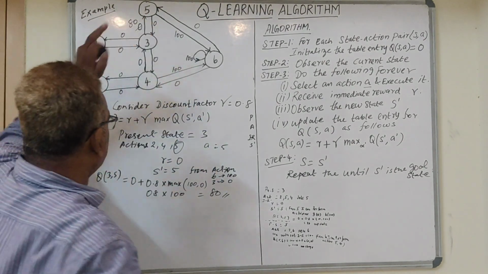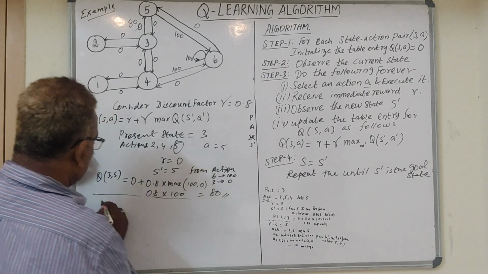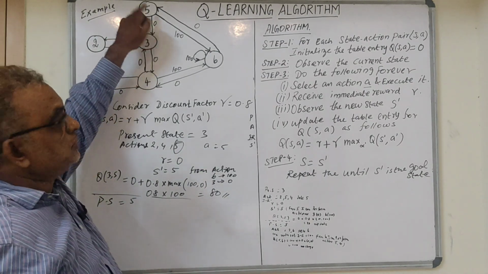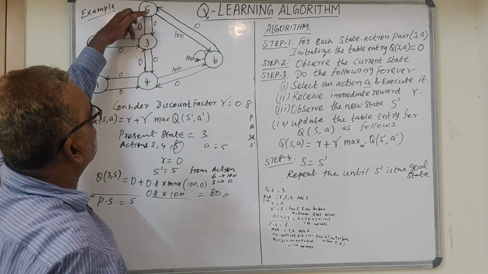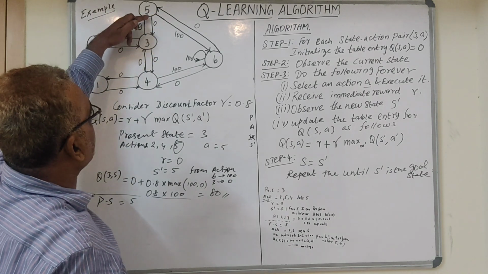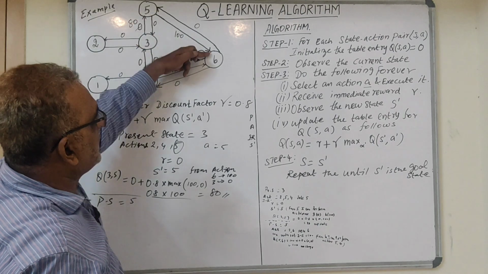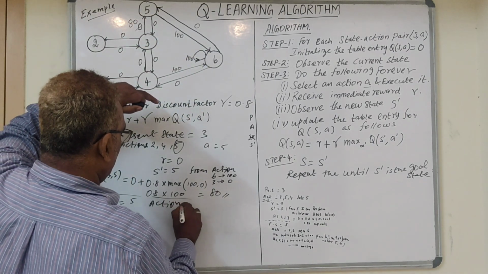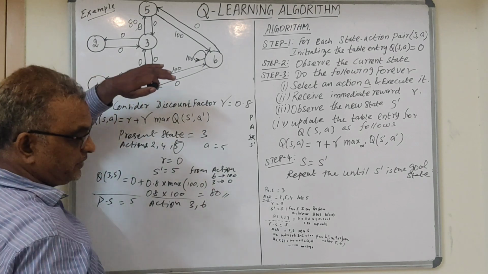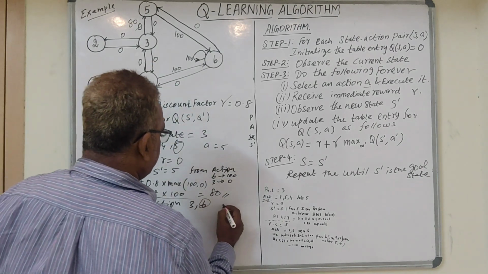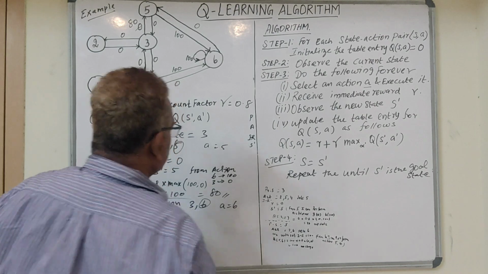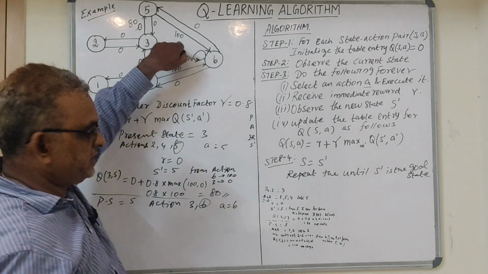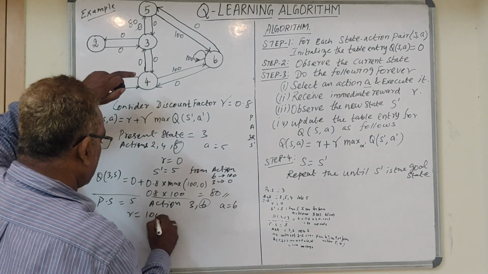Similarly, consider the next action. Consider my present state is equal to 5. From 5 I can do different actions. One is I can go to 3, and another is I can go to 6. The actions are one is 3 and another is 6. Let us consider this 6 as our action, so a is equal to 6. Immediately if I select 6 as the action, I will get the immediate reward as 100.